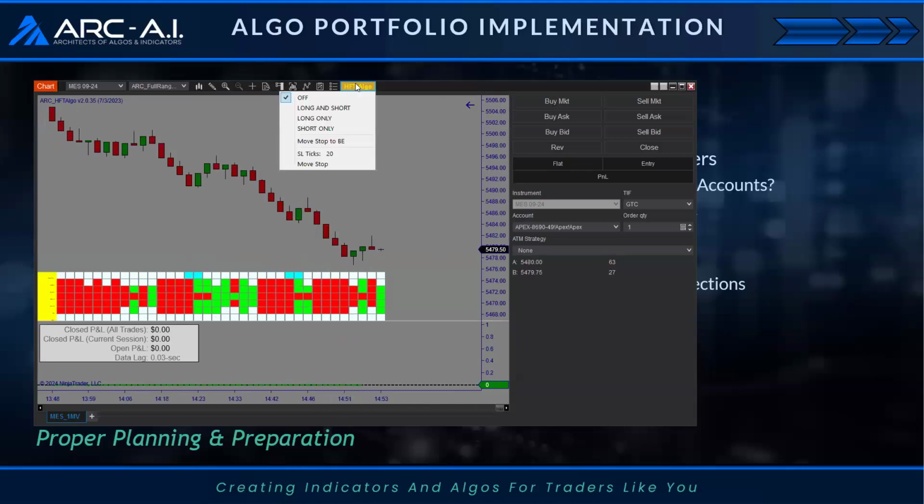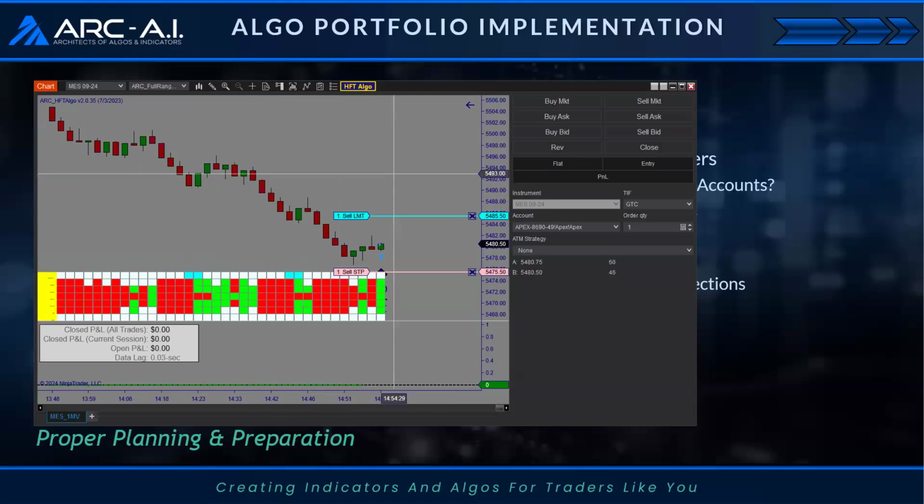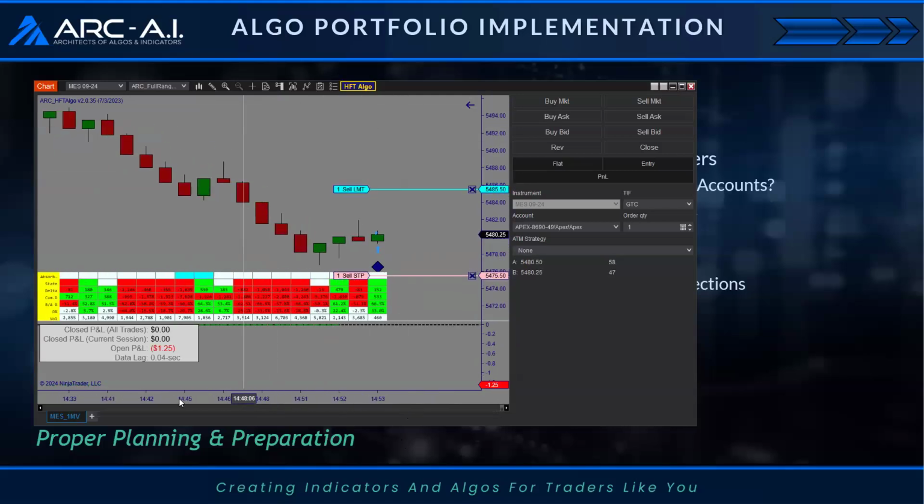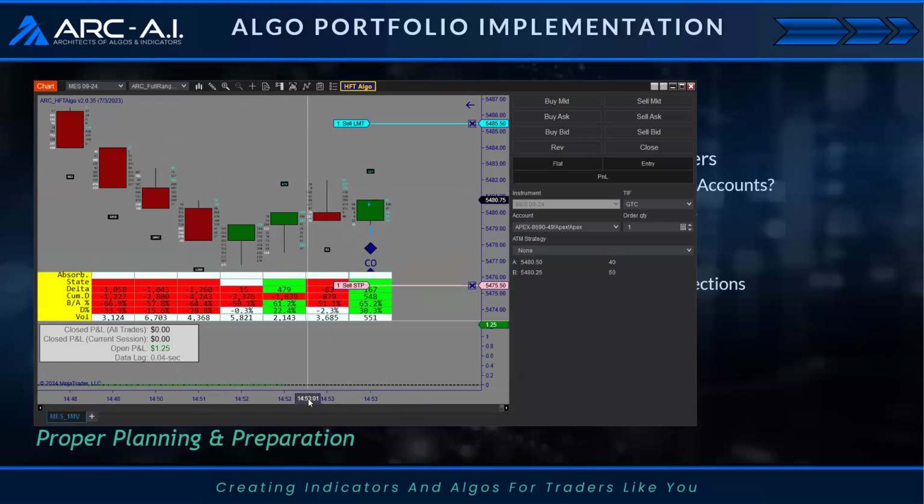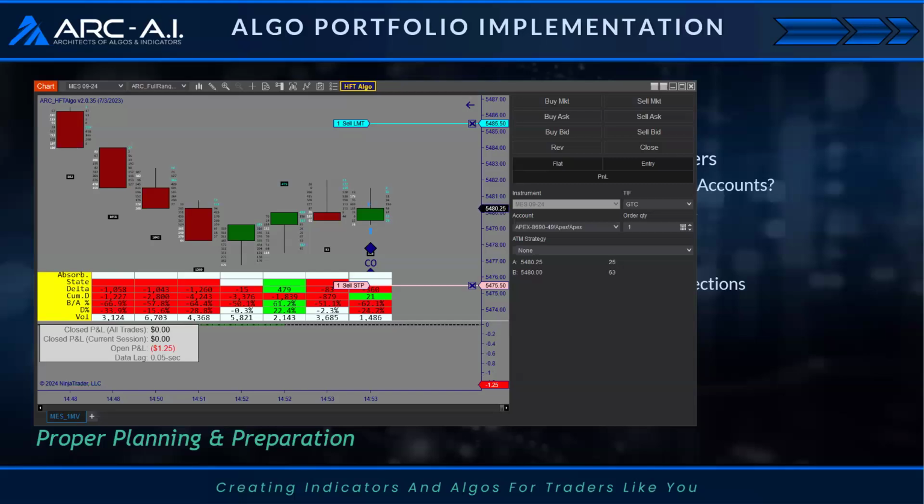All right, so real time, it is set to off. Let's go long and short. Okay, just entered me in a trade, and it is not overwriting, which is interesting. Let me double check and make sure I still have it on and enabled. I do have it enabled. Huh. That is interesting.